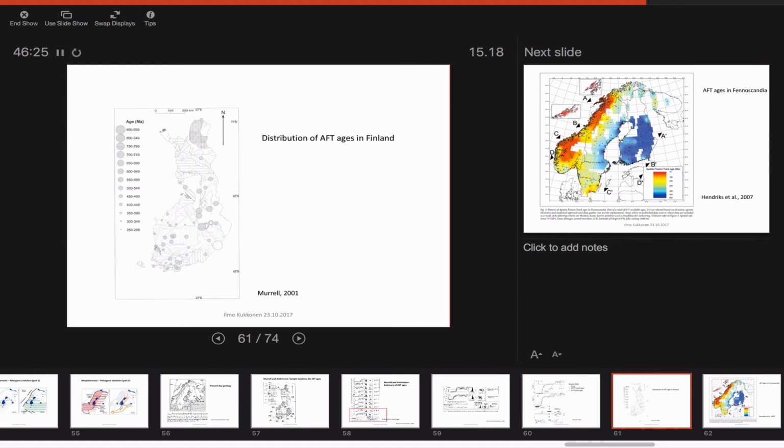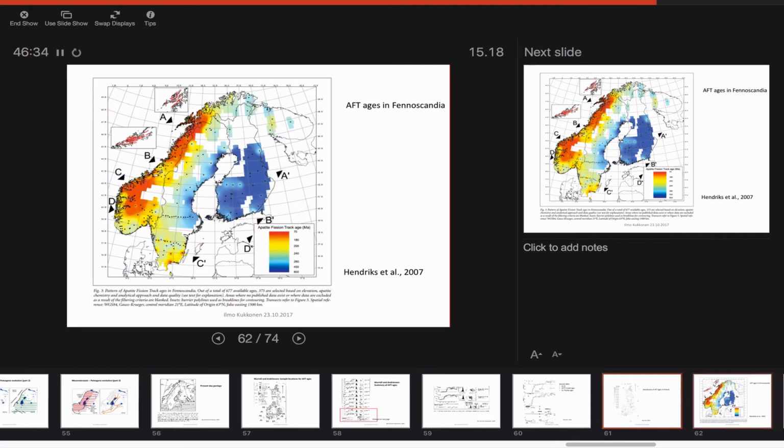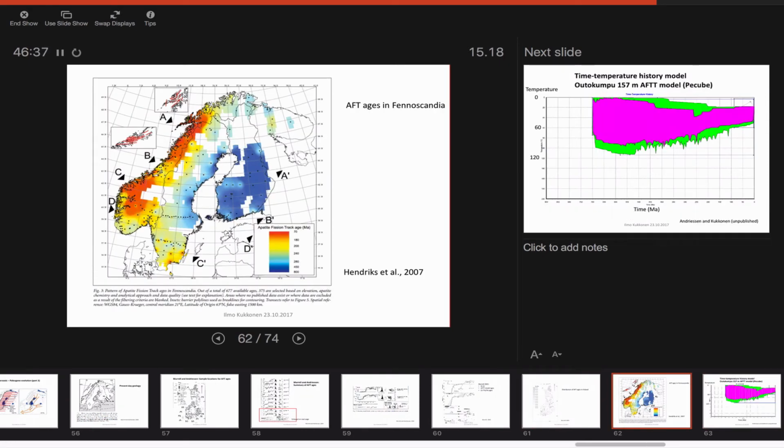This is Glenn Murrow's picture of how ages are distributed in Finland in his data set. But this is much more illustrative. This is a presentation from a compilation review paper by Hendricks et al. They compiled a database of apatite fission track age data in Fennoscandia, including the Norwegian mountains especially. They have very young ages. You can see the red color. Most red corresponds to 70 million years, whereas the most blue is over 800 million years in Eastern Finland.